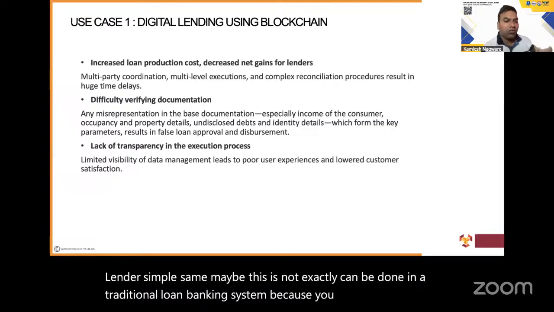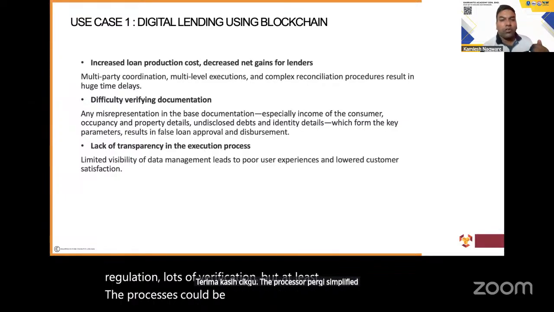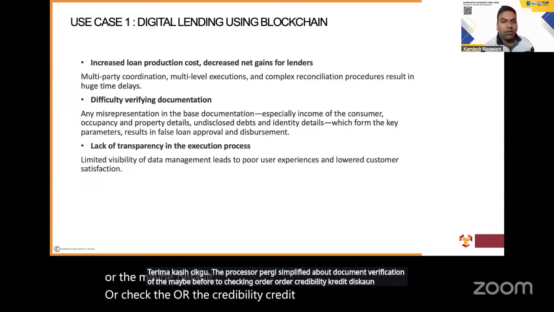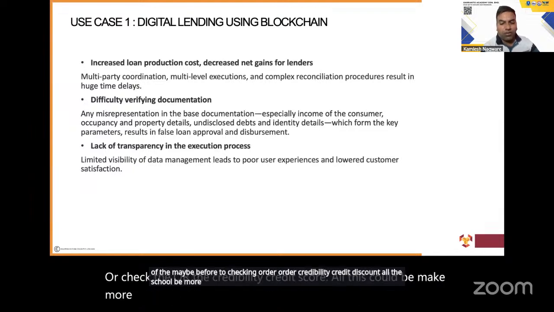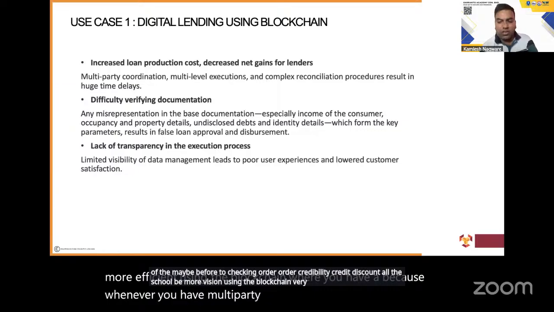Maybe this cannot be done exactly in a traditional banking loan system because you have lots of regulation and verification, but at least the processes could be simplified, such as document verification, the defaulter check, or the credibility and credit score. All this could be made more efficient using blockchain, because whenever you have multi-party coordination, blockchain can be helpful.